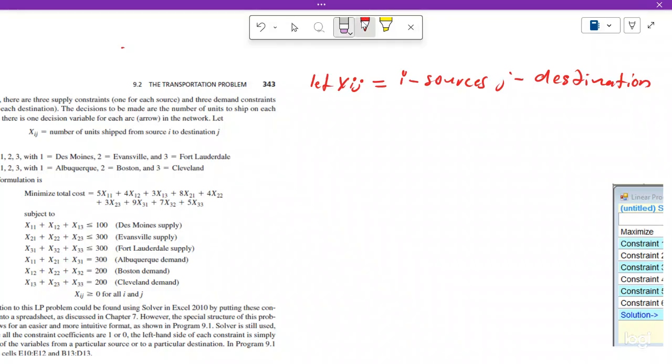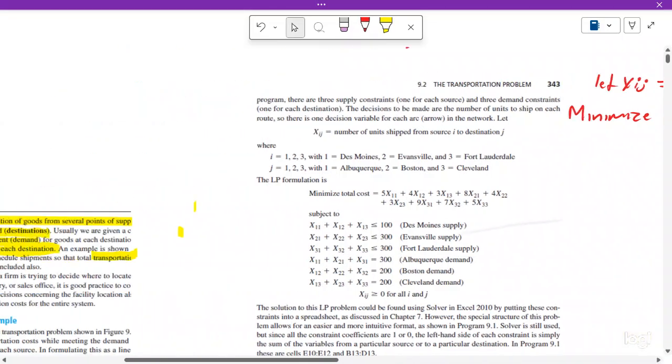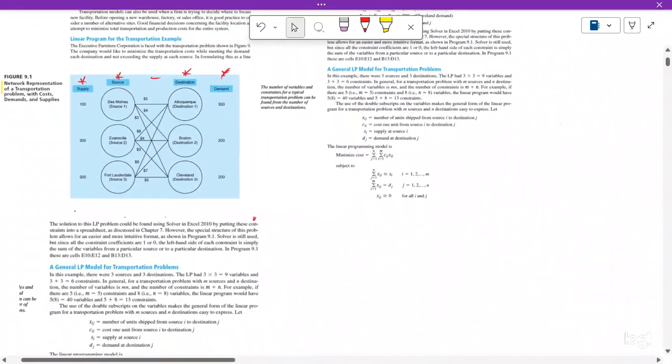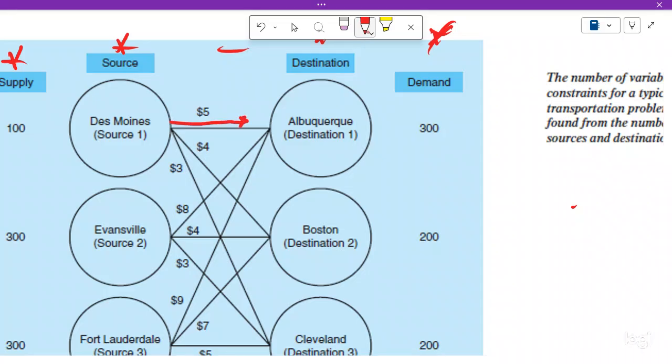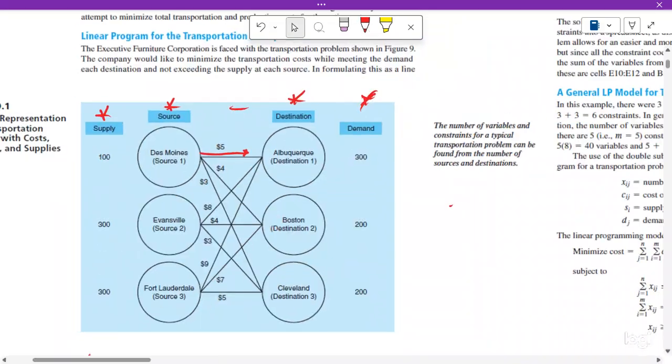Then we are going to minimize cost again. The objective is to minimize cost. Why? Because we are given the transportation cost. The transportation costs are going in one direction, from this to that. Are we clear? They're moving in one direction because we are sending material to the customer. Right.